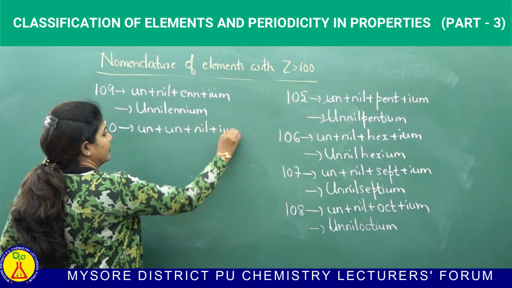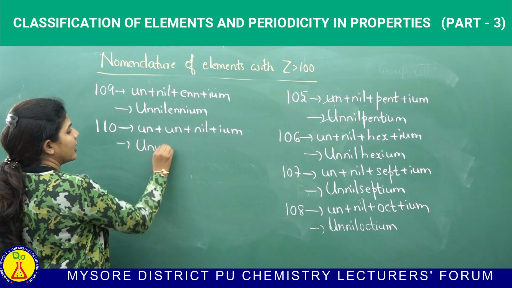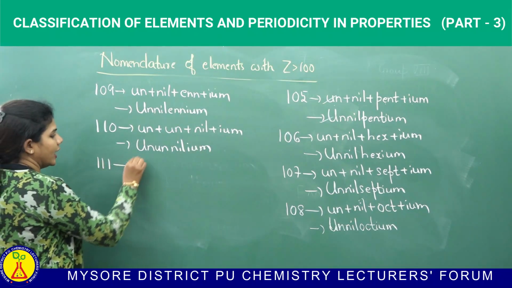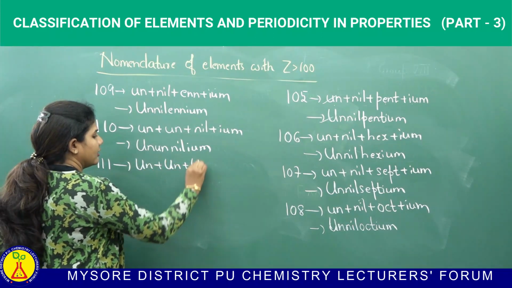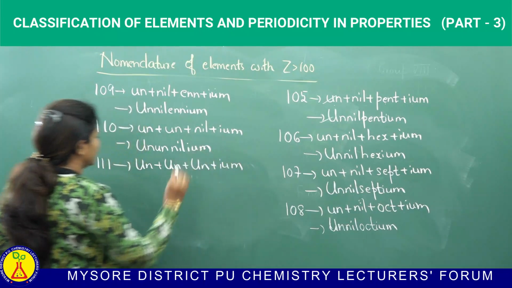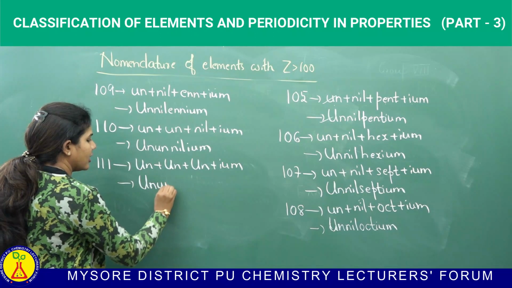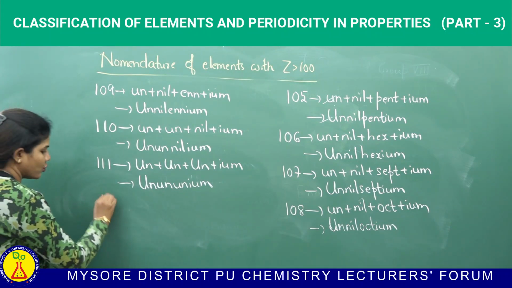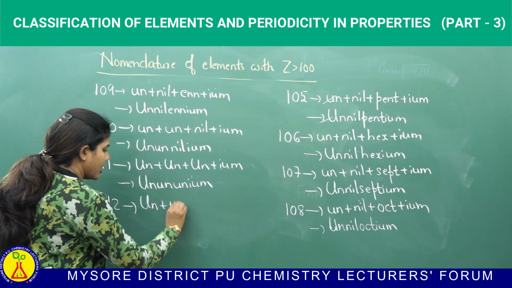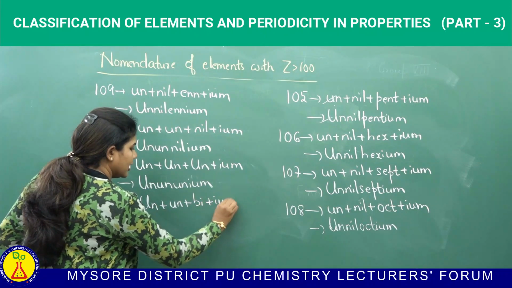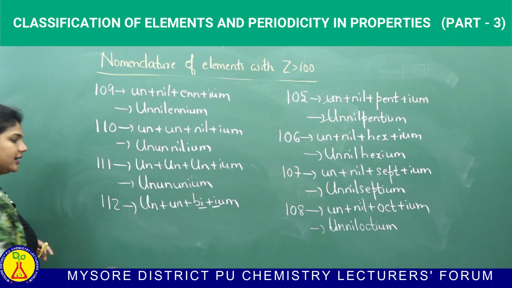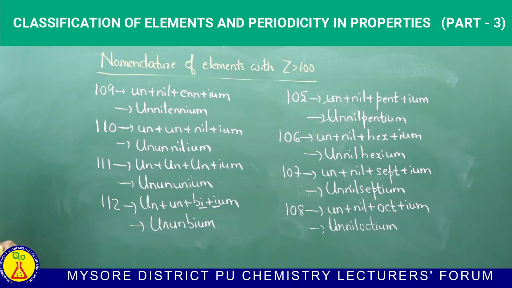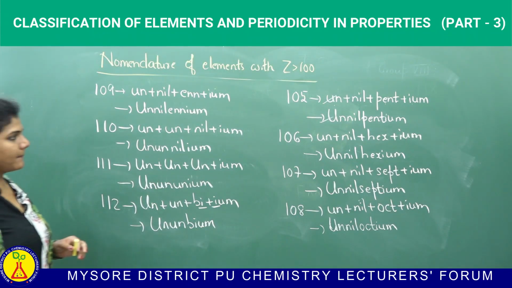Next, 110. Un un nil ium, which is called ununnilium. Next, 111. Un un un ium, which is called unununium. Next, 112. Un un bi ium. In place of double i, write a single i. Ununbium.